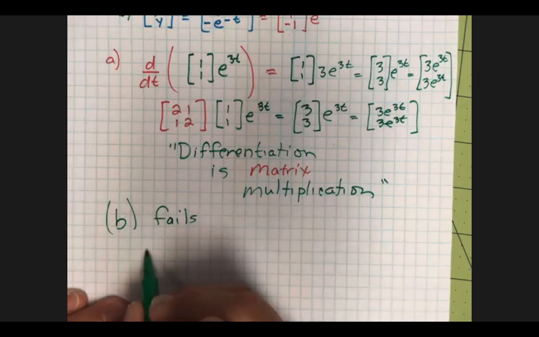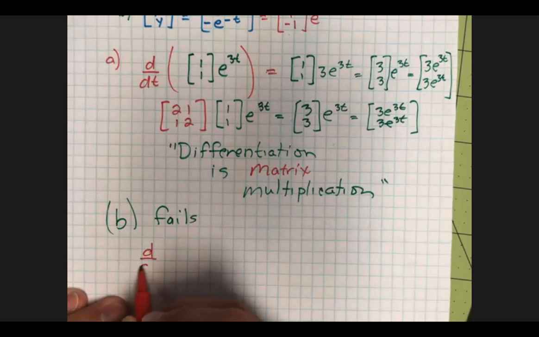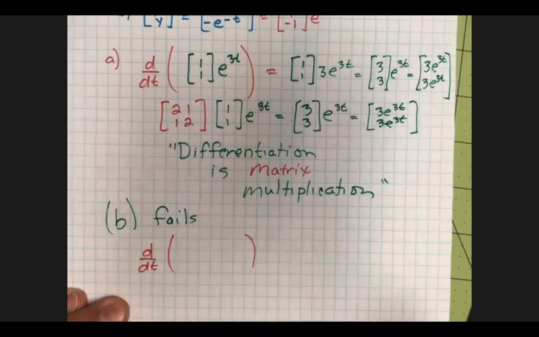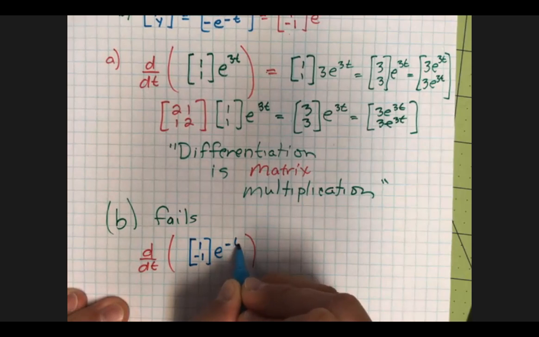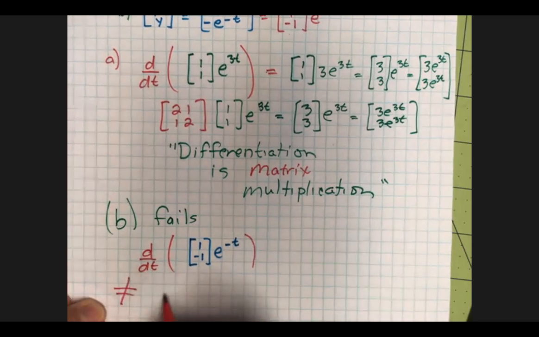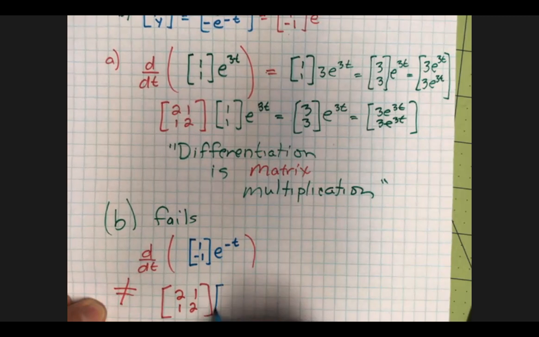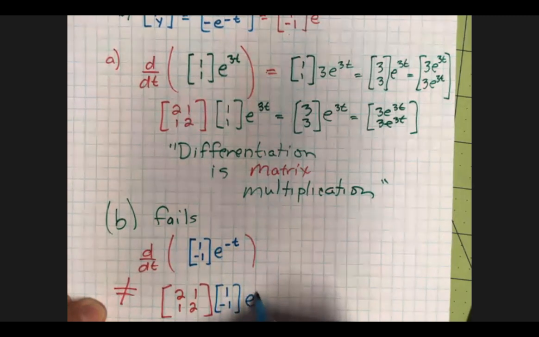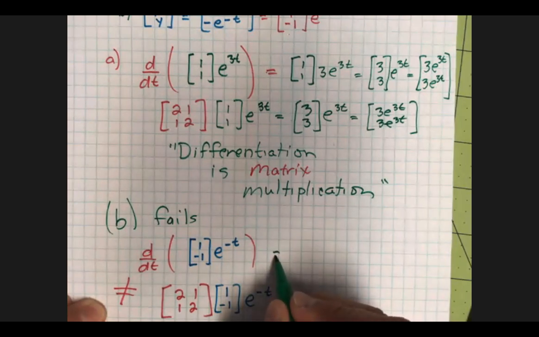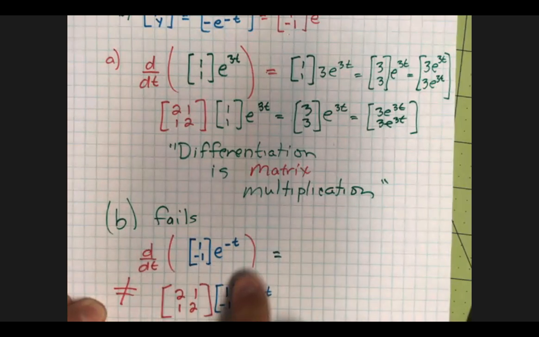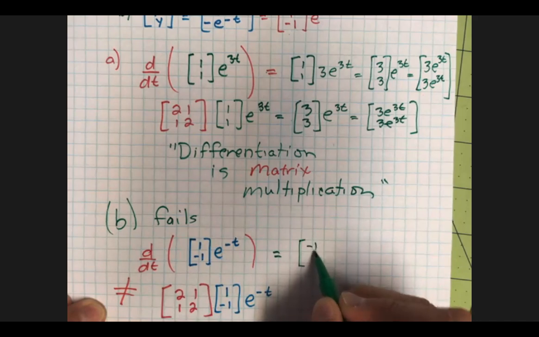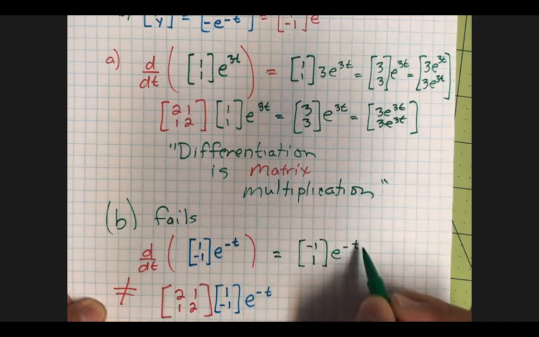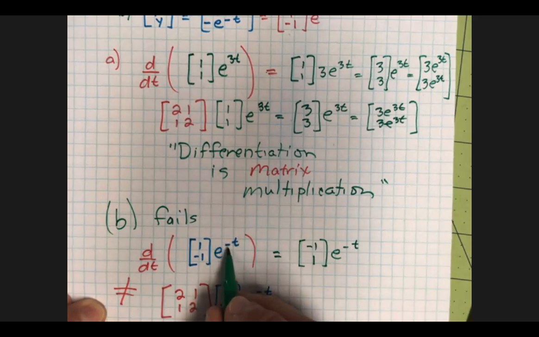But first of all, let me show you that if you differentiate (1, -1) e^(-t), you do not get the same thing as if you multiplied [2, 1; 1, 2] times (1, -1) e^(-t). This is not a hard thing to show. First, when you differentiate this, these constants just sit there, minus 1 comes down, make this (-1, 1) e^(-t). Every exponential is its own derivative, but the chain rule says you have to multiply by minus one.